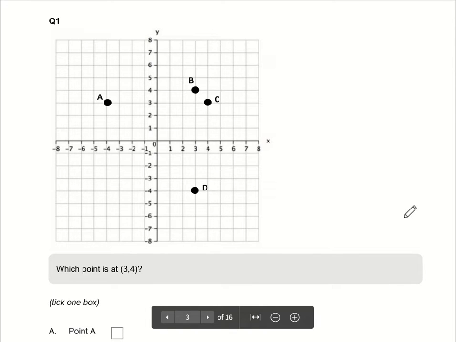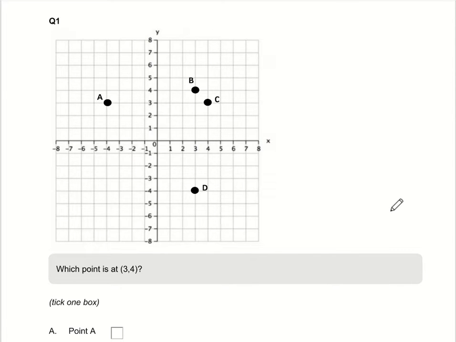A calculator is not going to help you massively here, well, at all. Which point is at 3, 4? So just remember, when we're doing coordinates, it's along the corridor and up the steps. So horizontal, then vertical. So we're going across to 3 and then up to 4. So that is point B.